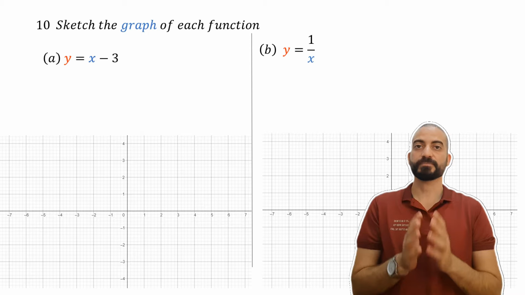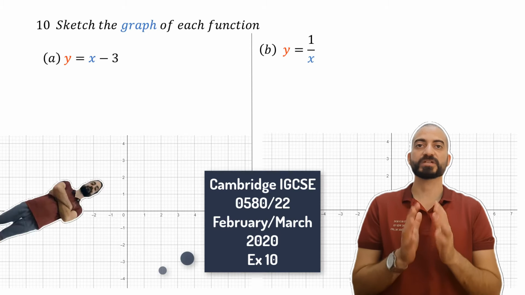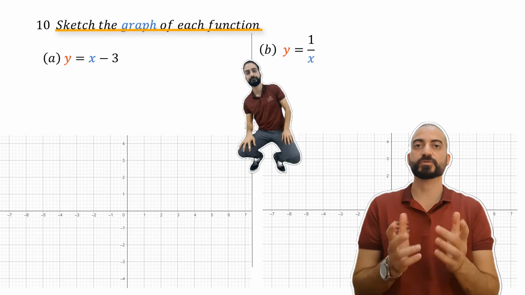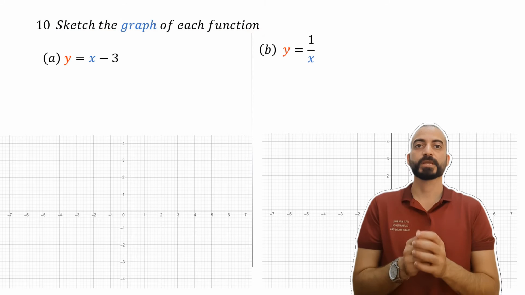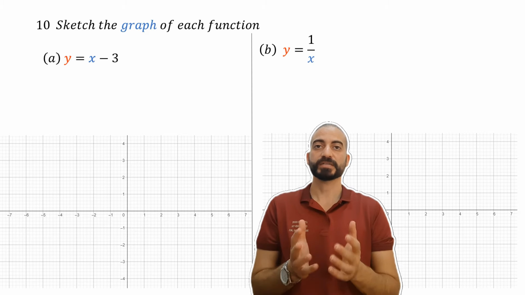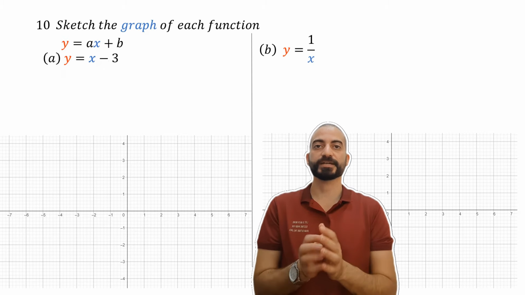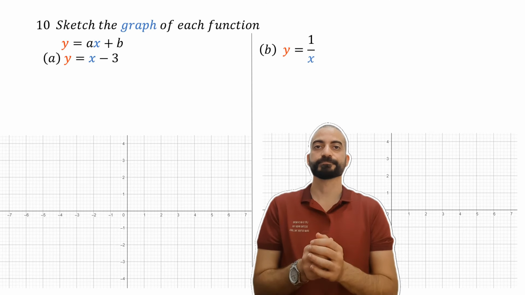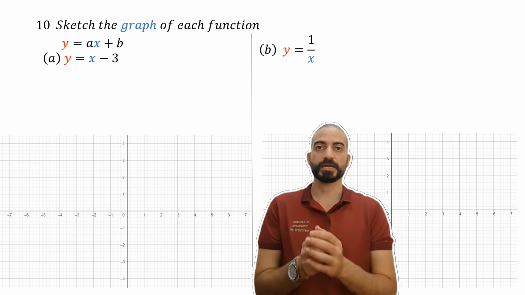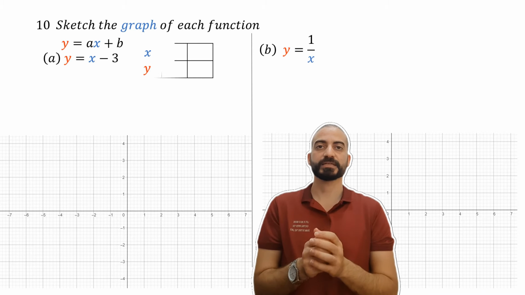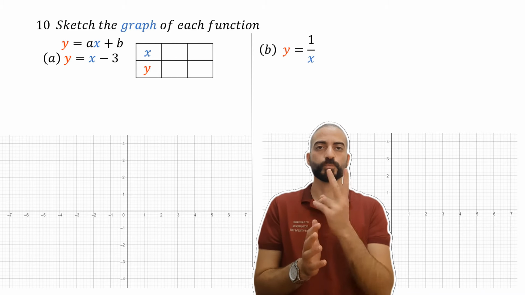Hello everyone, we'll start by solving the 10th question of the Cambridge IGCSE 2020 exam. We are required to sketch the graph of each function. Part A, y equals x minus 3. This equation is identical to the equation of a line. This means that we will draw a line. When we want to draw a line and we have the equation, it is enough to draw a small table and specify at least 2 points.